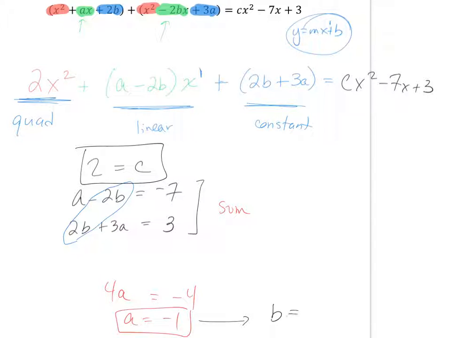Which leads me to say that b must be what? 3. Is that what it comes out to be? 3? Agree, disagree? How do you know you're right? Just plug them back in. Where? To the original. Take these values, put them in the original, and see if both sides of the equation are equal to each other. That means you're right.